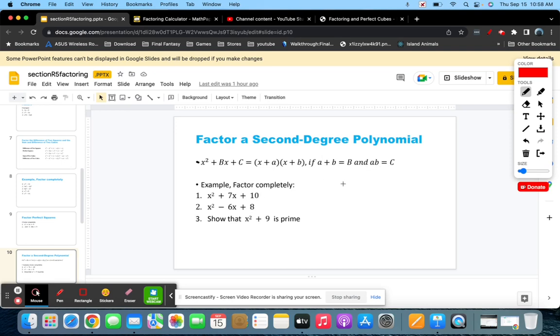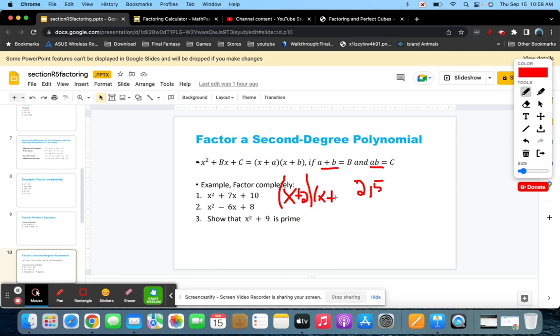So our c is 10, and our b is 7. And so what numbers multiply together to get 10 and add together to get 7? Well, that's 2 and 5. Multiply together to get c, add together to get b. Well, 2 times 5. So that's what I'm going to break it down to. X plus 2 times x plus 5.